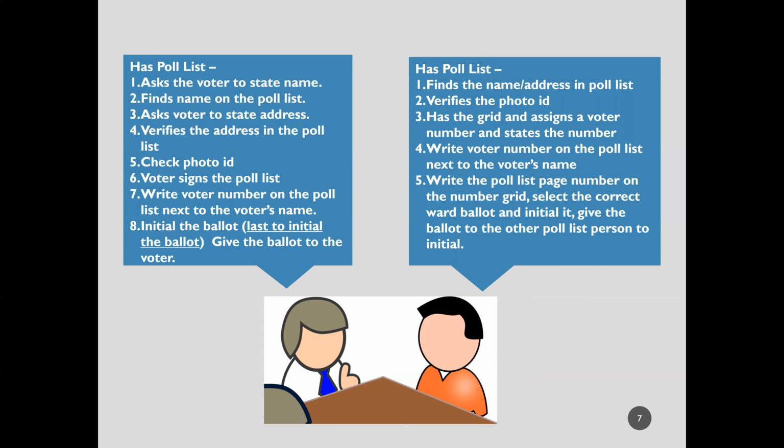The person on the right also has the poll list, finds the person's name and address, verifies the photo ID, has the grid and assigns the number, and states the number to the other poll workers so they can write it down. They write the voter's number on the poll list next to the voter's name, and write the poll list page number on the grid. Select the correct ward ballot, which we talked about earlier, and initial it. Once both inspectors initial the ballot, it can be given to the voter to go vote.